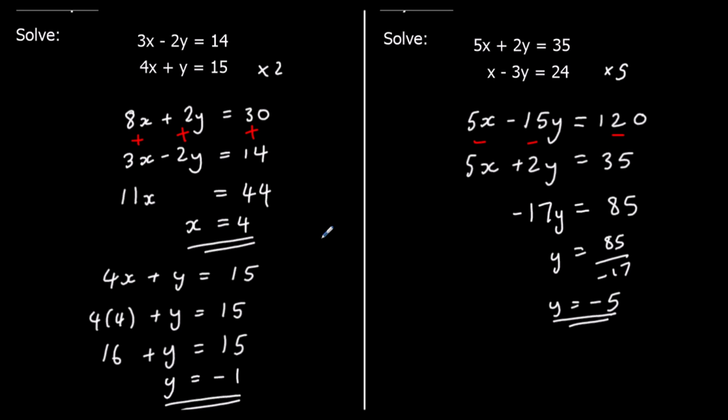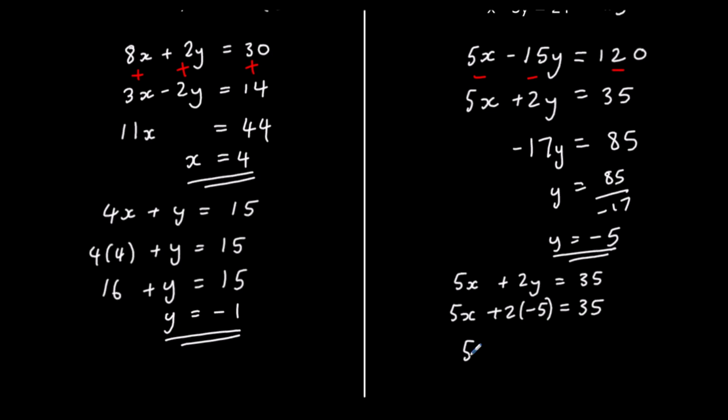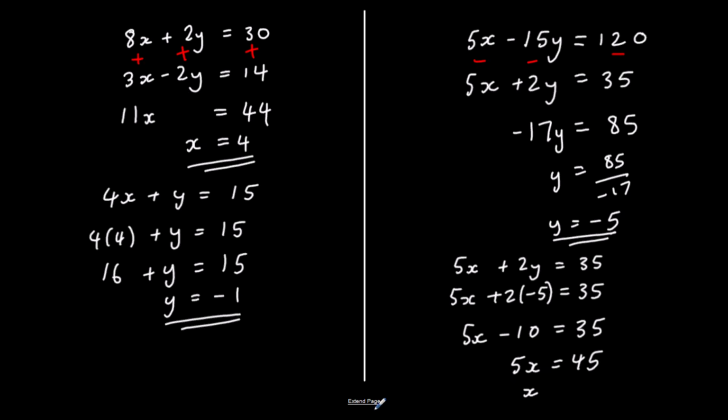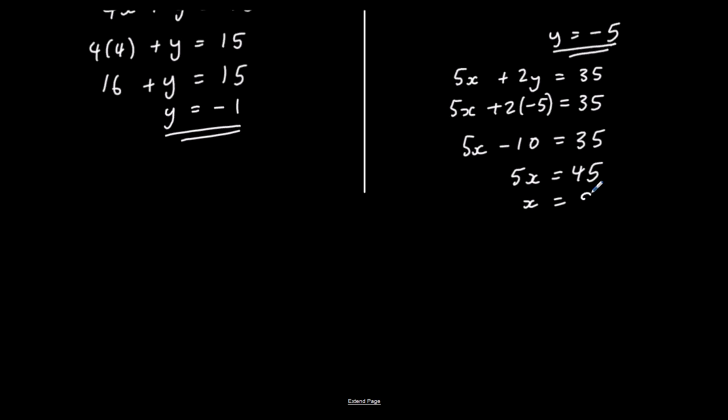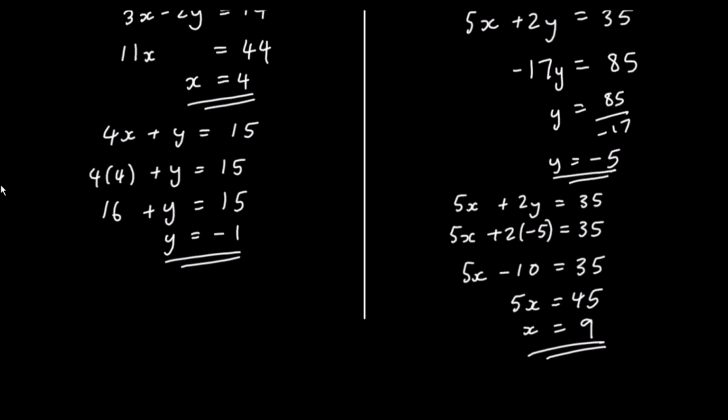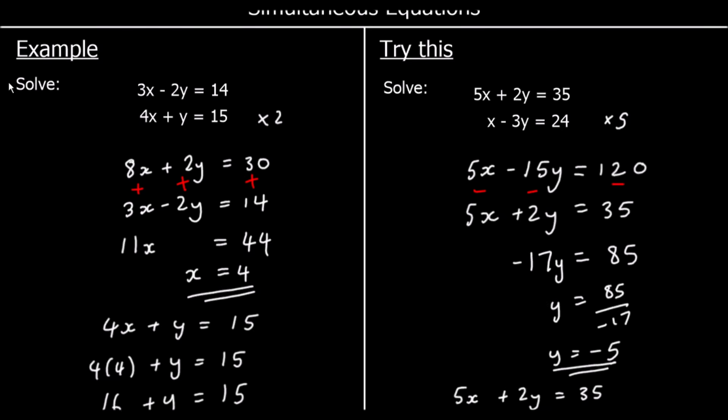And let's use that to find x. So x, I'll use the top one. 5x plus 2y is 35. Y is negative 5. So 5x plus 2 negative 5s equals 35. 2 negative 5s are negative 10. Plus 10 to both sides. So 5x is 45. And divide both sides by 5. So x is 9. So y is negative 5 and x is 9.